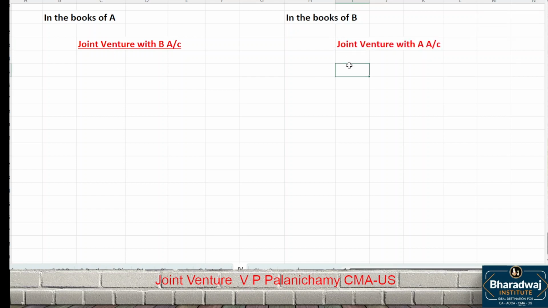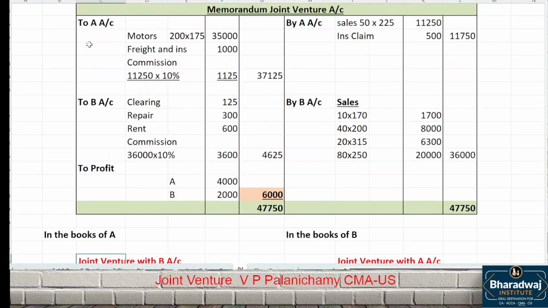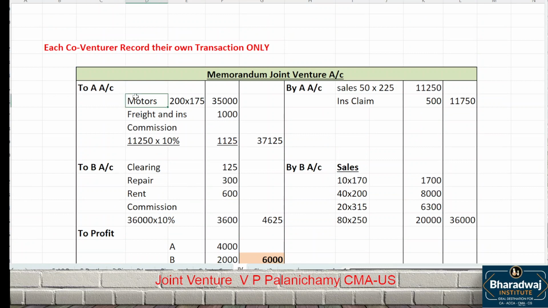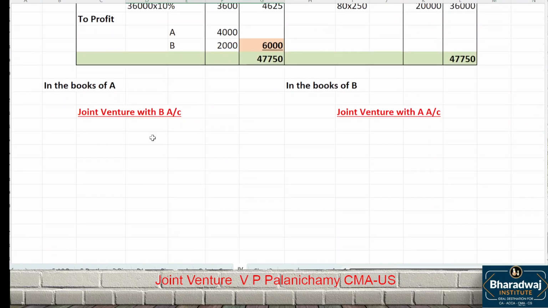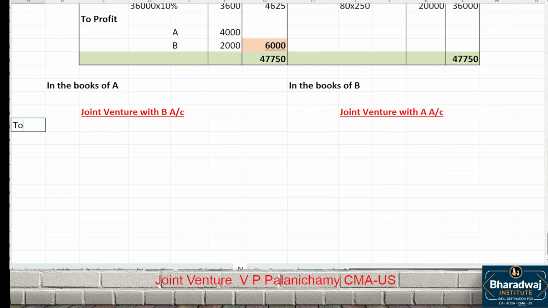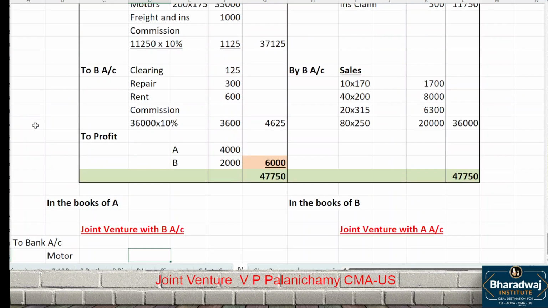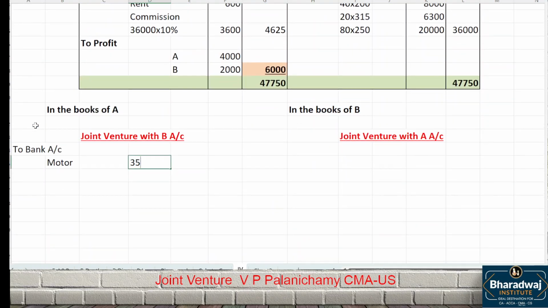Listen to it. Now, pay attention. I will record only my expenses. A will record only A's expenses. What are the expenses? Motors, freight and insurance commission. Joint venture with B account, debit, to cash or bank account. What have I paid? How much is the motor? 35,000. Then freight charges 1,000.